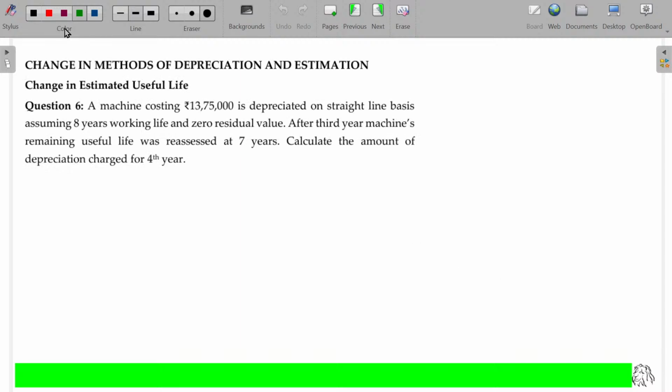Question number 6. Change in estimated useful life. A machine costing 13,75,000 is depreciated on straight line basis, assuming 8 years and zero residual value. Now, what happens then? You have to find out the depreciation every year. Original value minus scrap value divided by life. Original value being 13,75,000, scrap value being 0, and life being 8 years. Come on, tell me what is the amount of depreciation?